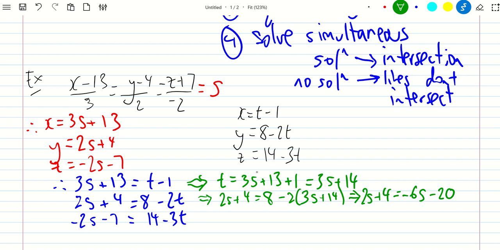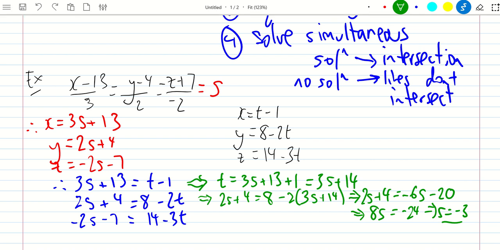Yep, that's right. And so here, that's going to give me 8s is equal to negative 4, so it'll be negative 24. And so that gives me s equals negative 3. That came out nice. Just double check that. 2s plus 6s, that's 8s, take away 4, negative 24 divided by 8. s is equal to negative 3.